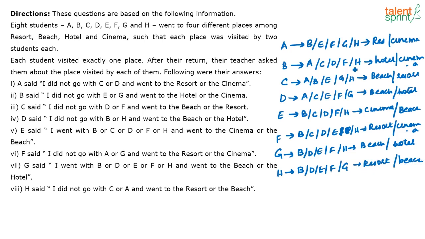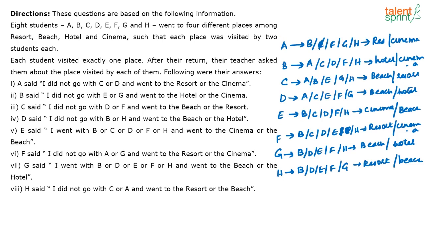Correct? Okay. Now let us look at A. When we took A first, we found out that A can go with either B or E or F or G or H. Now if you look at E, what we got was E goes with any of these people. So A is not there in E's list, right? So A definitely cannot go with E.